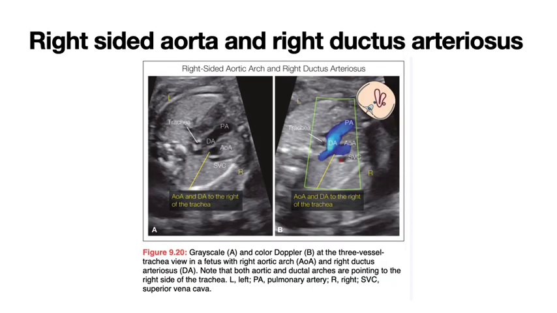Now, rarely you can actually see a right-sided aorta and a right-sided ductus arteriosus, in which case, again, that's determined by their relationship to the trachea. So if the trachea is in the center there, and both the ductus and the aorta are on the right side, then you have a right-sided aorta and a right ductus arteriosus.